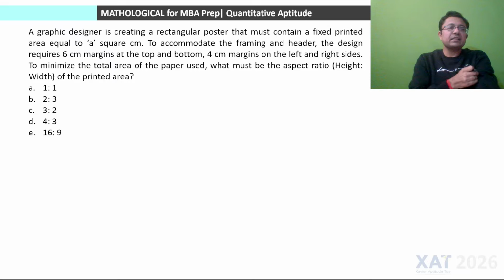Next one, a graphic designer is creating a rectangular poster that must contain a fixed printed area equal to A square centimeter. यानी कि area of the printed area is fixed, that is constant. To accommodate the framing and header, the design requires 6 cm margins at the top and bottom, 4 cm margins on the left and right sides. To minimize the total area of the paper used, what must be the aspect ratio, height is to width of the printed area?